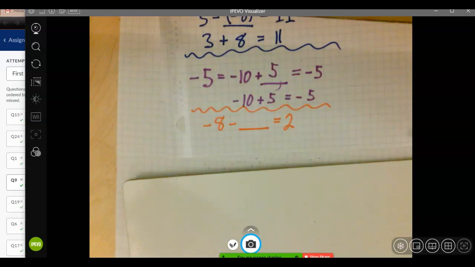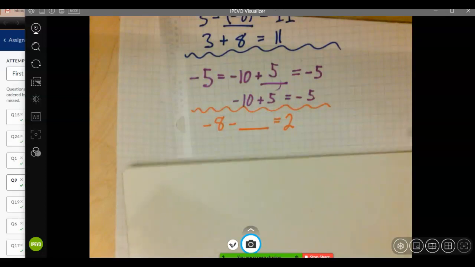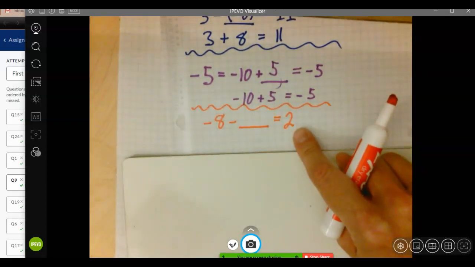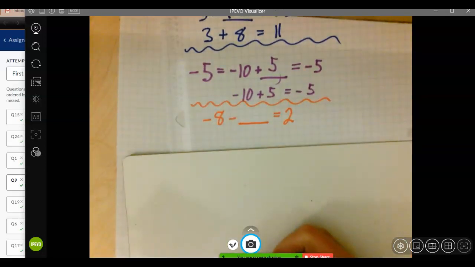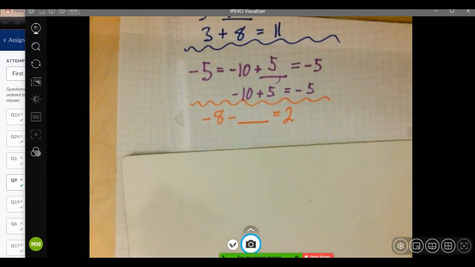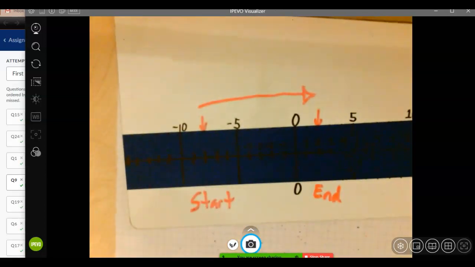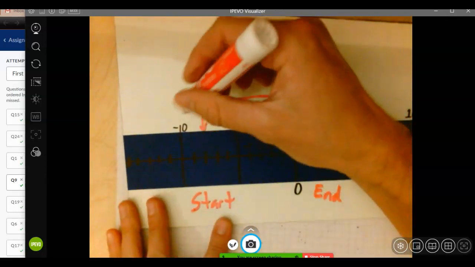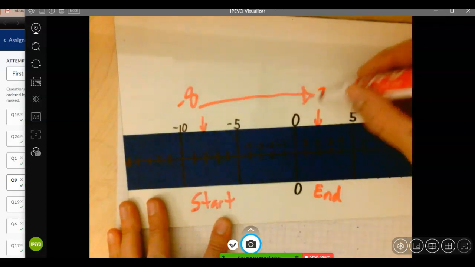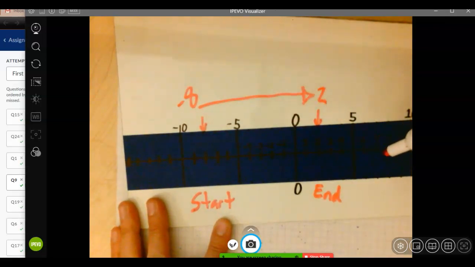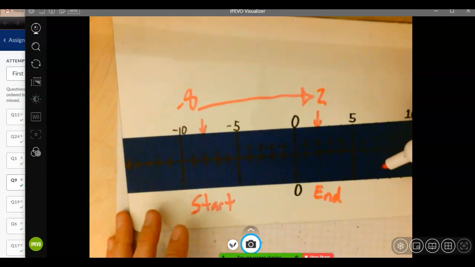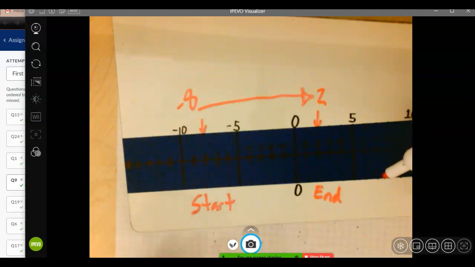Remember, we want the number that is by itself to be our end point. It's our result. So now, to get from our start point to our end point, what direction do we need to travel? To the right, right? If we start at -8 and we end at +2, well, guys, here's the most important thing I wanted to cover. Stop at 0, if you need to. If you don't have to, that's fine.